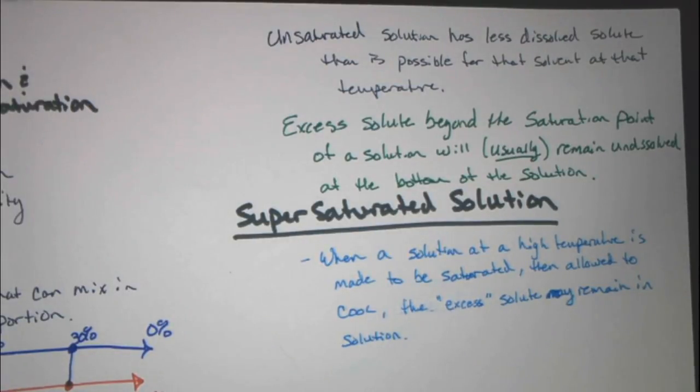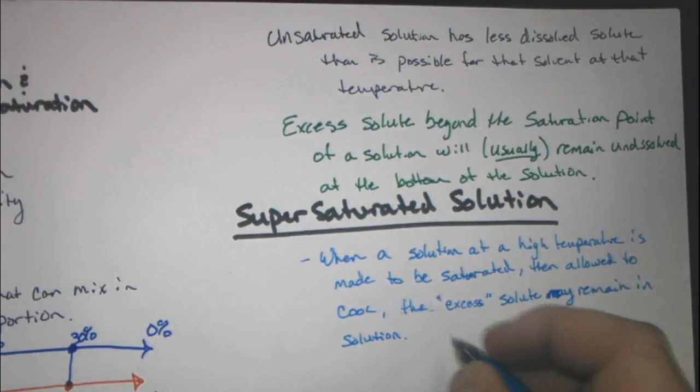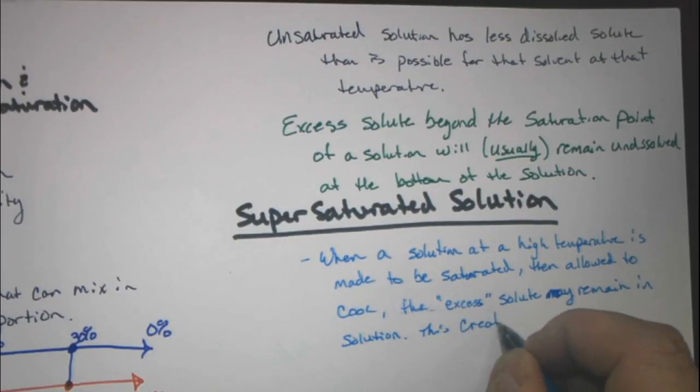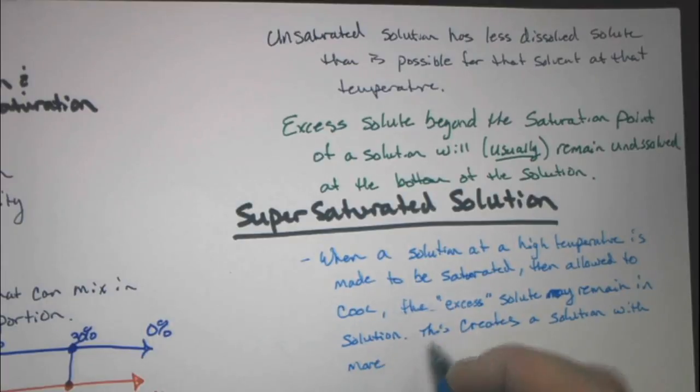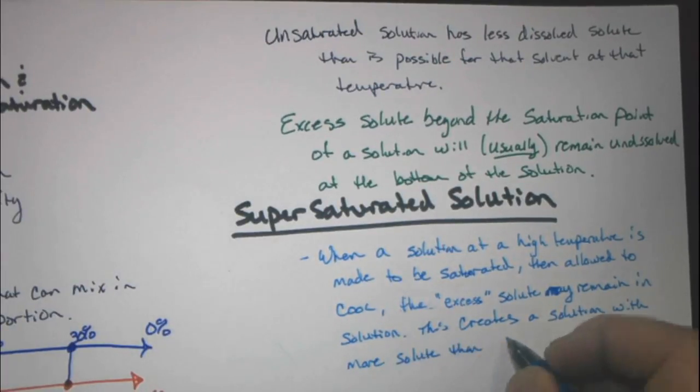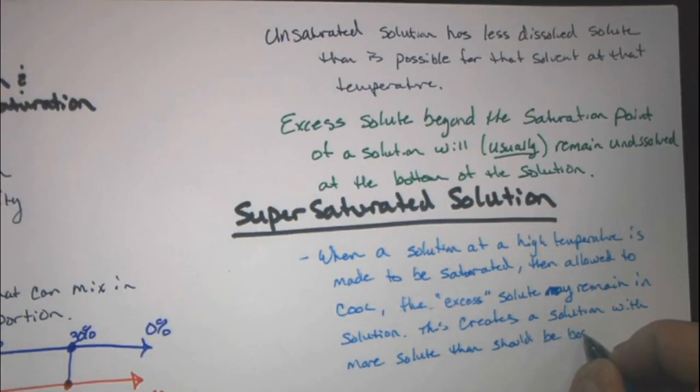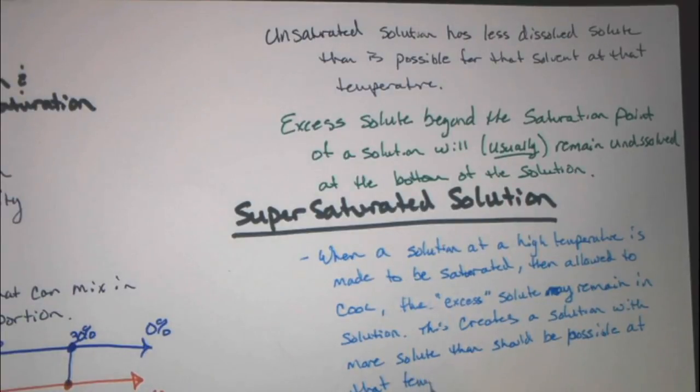Okay, so when a solution at a high temperature is made to be saturated, and then it's allowed to cool, the excess solute may remain in solution. That creates a solution with more solute than should be possible at that temperature. So the temperature drops, and now all of a sudden you have greater than your solubility amount. Oh, we haven't talked about that. Greater than the saturation point. You guys follow me there?